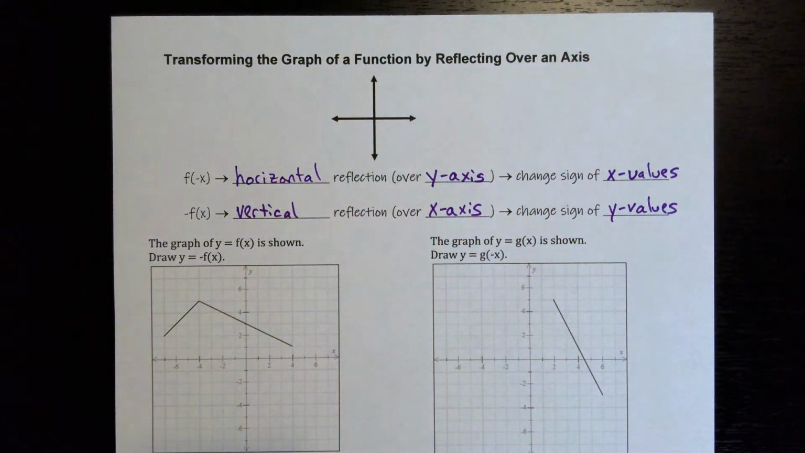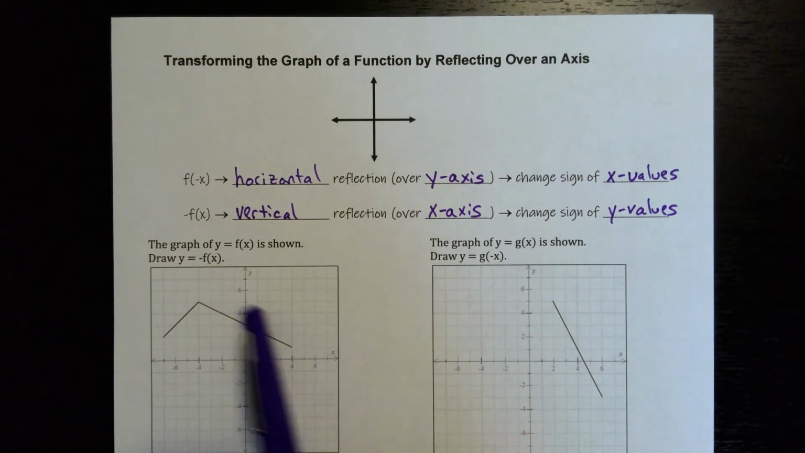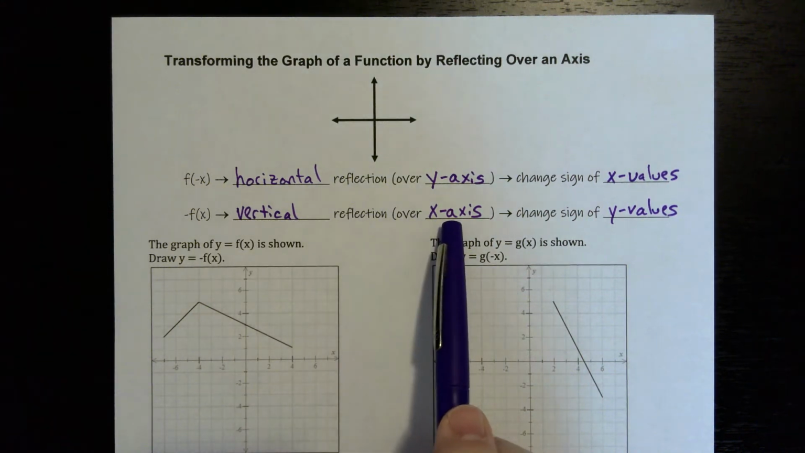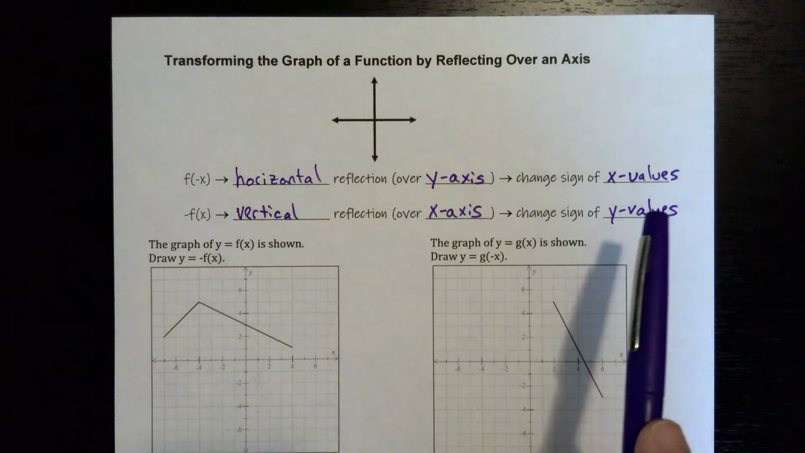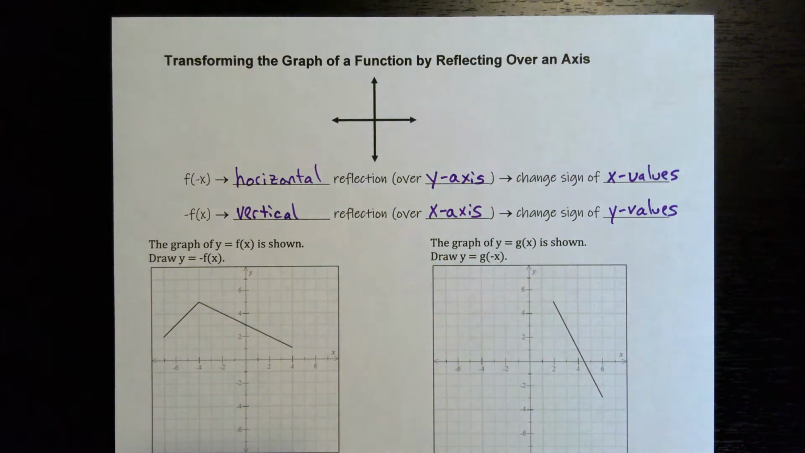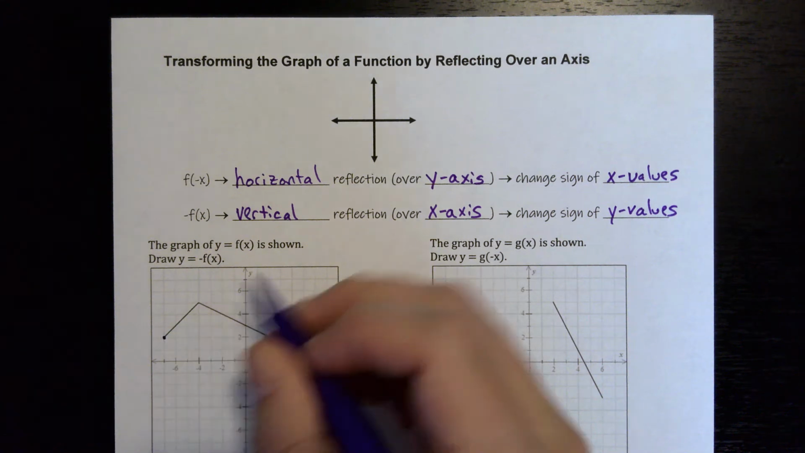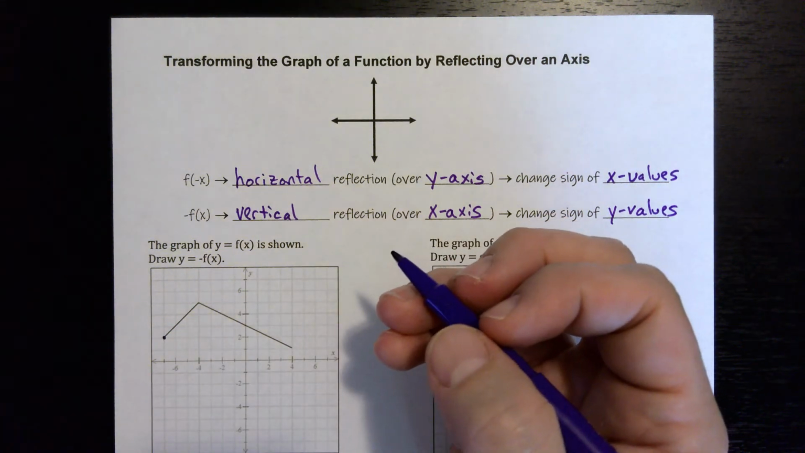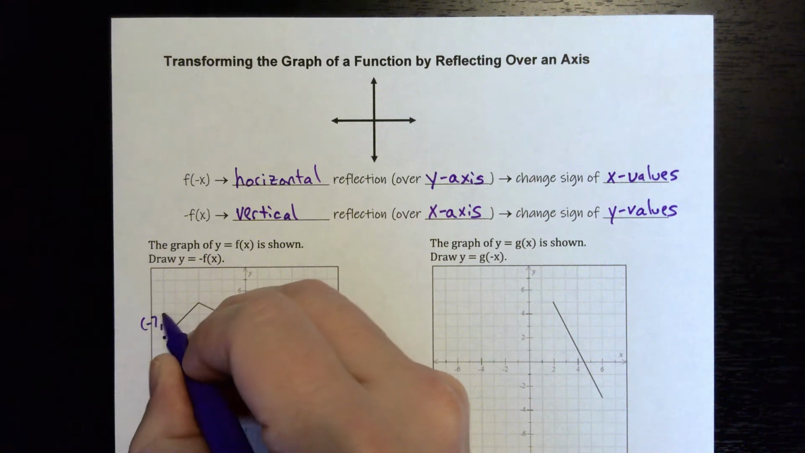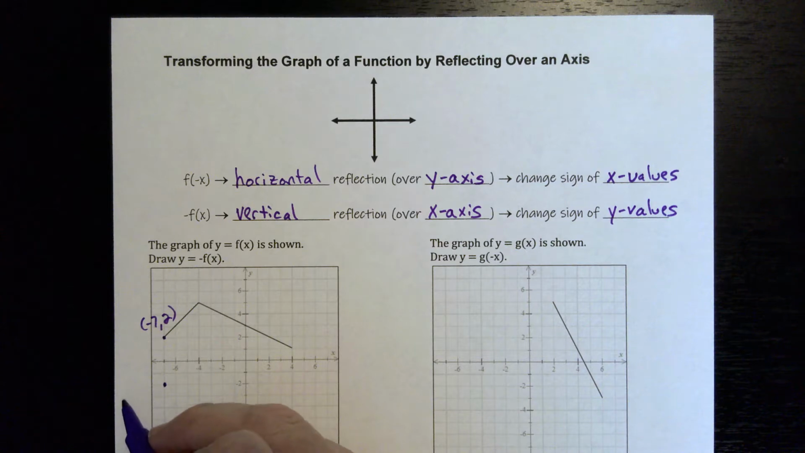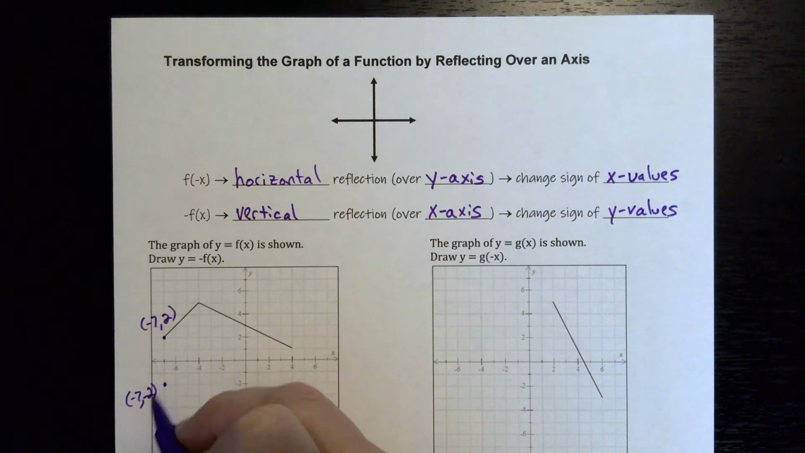Okay, so let's take a look at this first graph here. We've got the graph of f of x, and it wants us to find negative f of x. So that's this one right here, which would reflect all of our points over the x-axis. So we change the sign of the y values. Looks like this right here is the point. What is that point? Let's write it down. Negative 7, 2. Okay, so what that's going to turn into is this point, which is negative 7, negative 2.